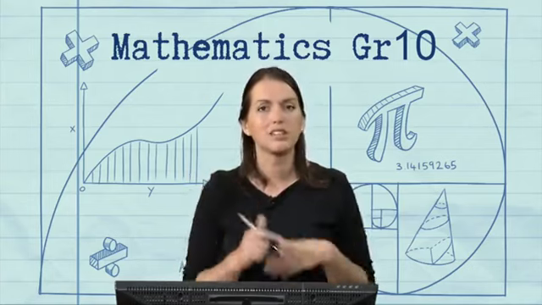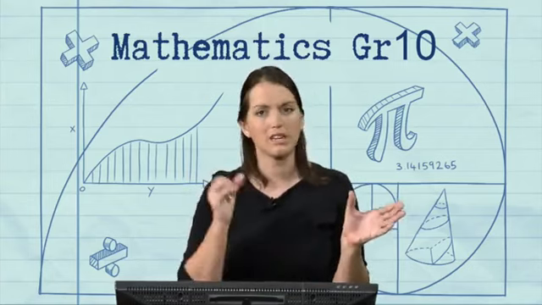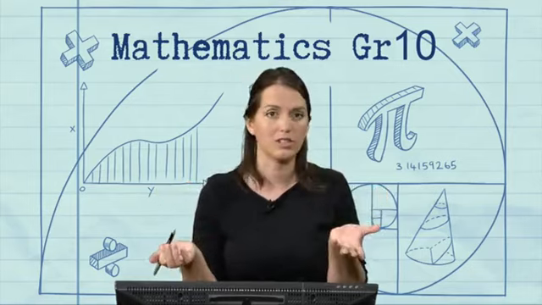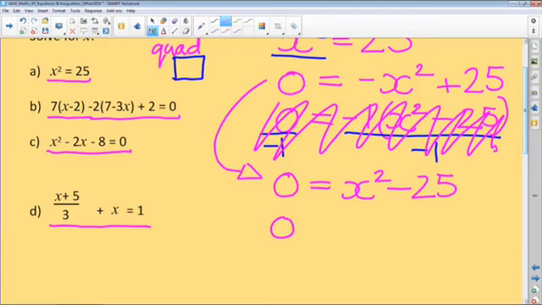And obviously, this question is a difference of 2 squares. I've got x squared, and I've got 25, which is 5 squared. Let's go back to the drawing board. So we have 0 is equals to, and my difference of 2 squares will result in x minus 5 and x plus 5.